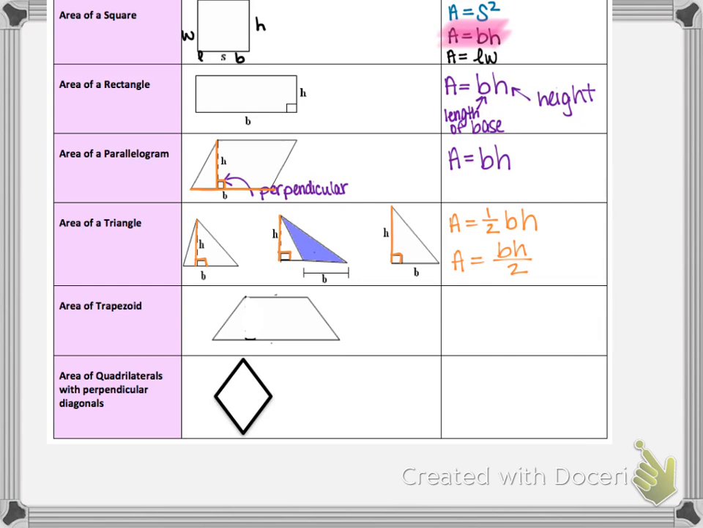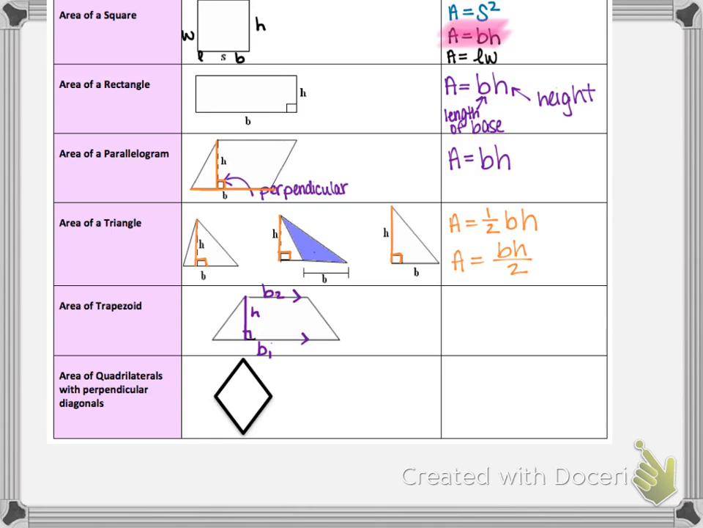The area of a trapezoid. So you might want to chop this up and look at this as 2 triangles and a rectangle. But the formula for this guy, we have 2 bases. Base 1 and base 2. Those are the 2 parallel sides. Your parallel sides are your bases. And then your height is going to be the distance between those 2 bases. And it's going to be perpendicular to both of them.